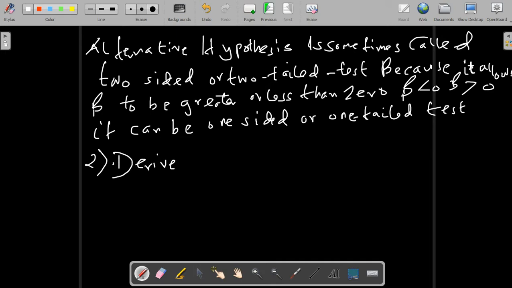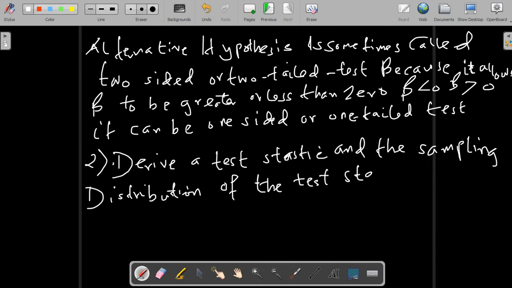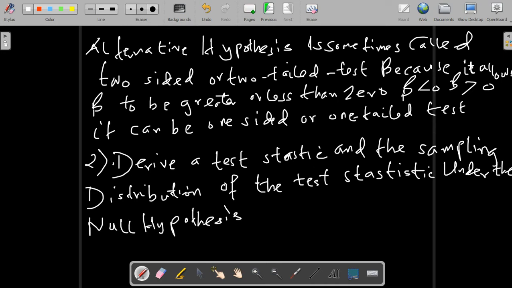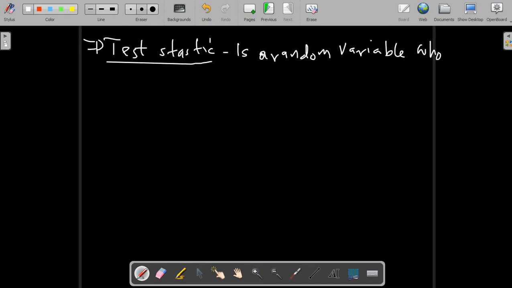So let's jump to another step, known as deriving a test statistic and the sample distribution of the test statistic under the null hypothesis. This is the second step that we need to know. So what is a test statistic? A test statistic is a random variable whose value depends on the sample data, varies from sample to sample, and can be described by a sample distribution.